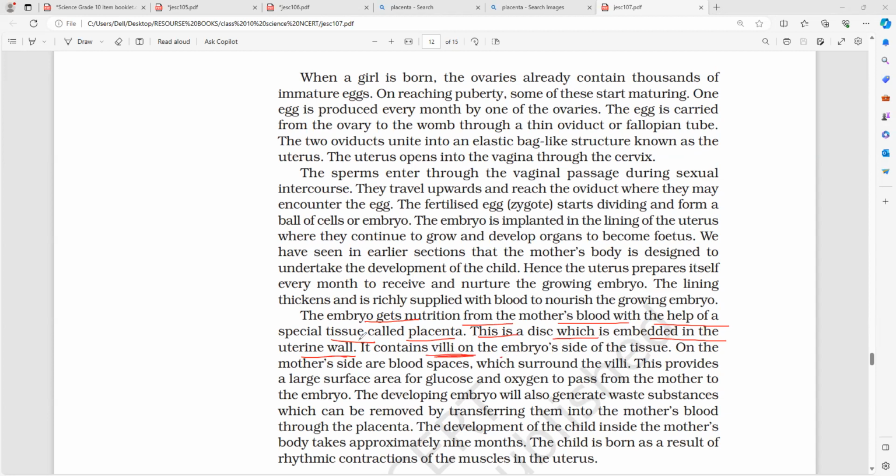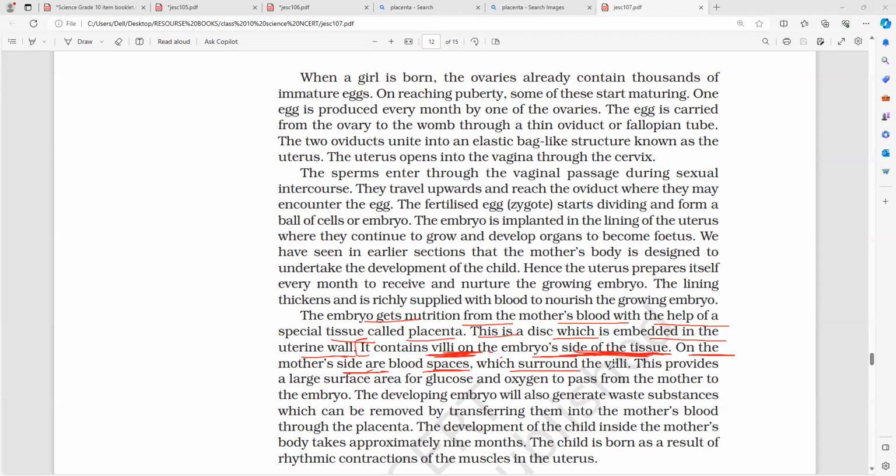This is the most important one. Till now you might have read, many people might have read, but not clearly. Now you read: it contains villi on the embryo side of the tissue. Please underline. On the mother side are blood spaces. So blood spaces are on the mother side, and villi are on which side, everybody? Villi are on the embryo side.